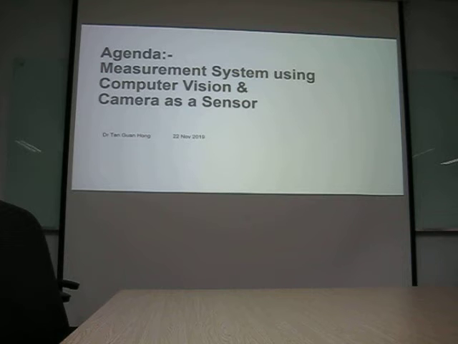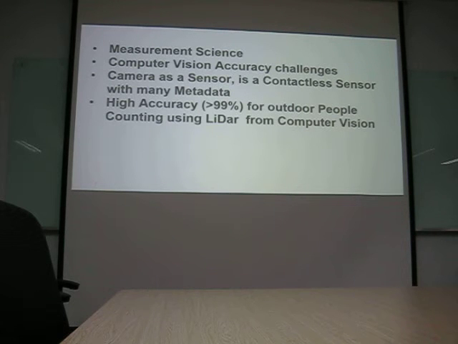So this particular topic is about using computer vision and the camera as a sensor. The starting point of using computer vision is that you must understand measurement science. Measurement means when you take the data, you convert the image into parameters. After that, what are the computer vision challenges and camera-as-a-sensor constraints? Then the next one is using the camera as a contactless sensor with a lot of metadata.